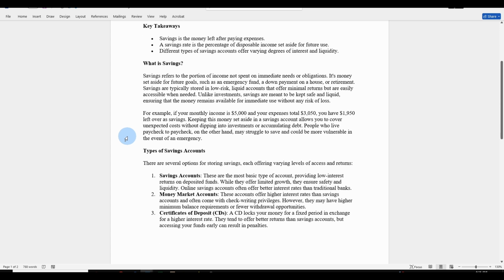What is savings? Savings refers to the portion of income not spent on immediate needs or obligations. It's money set aside for future goals, such as an emergency fund, a down payment on a house, or retirement. Savings are typically stored in a low-risk, liquid account that offers minimal returns but is easily accessible when needed. Unlike investments, savings are meant to be kept safe and liquid, ensuring that the money remains available for immediate use without any risk of loss.